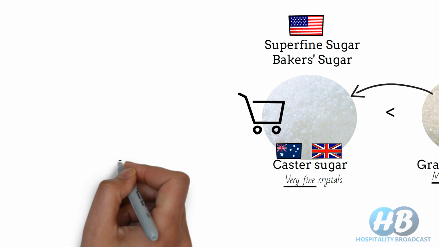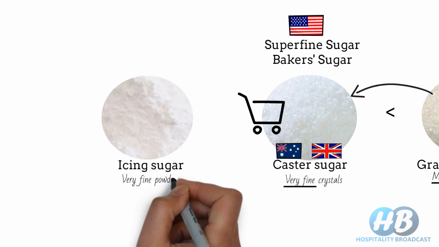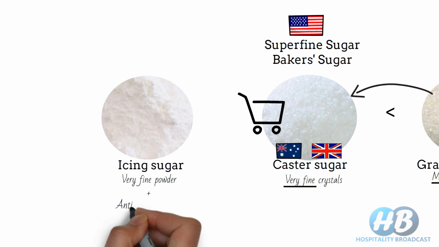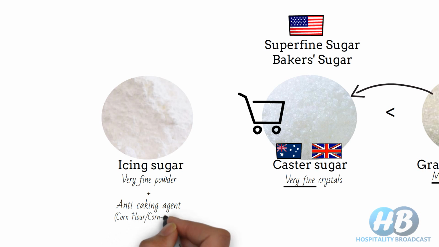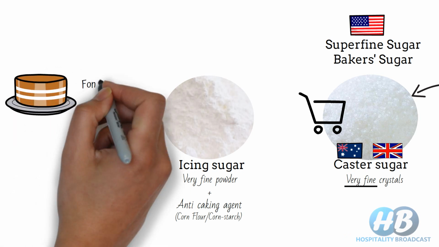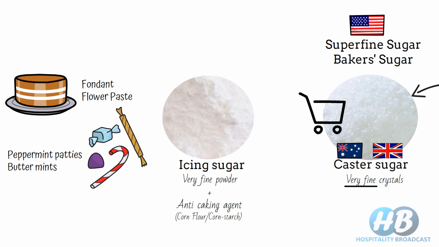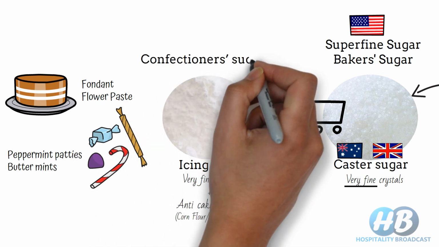Next is icing sugar. Icing sugar is a very fine powdered sugar with a little added anti-caking agent such as corn flour or cornstarch. It is widely used in bakery and confectionery, like cake decorating ingredients such as fondant and flour paste, and in candies like peppermint patties or buttermints, hence also known as confectioner's sugar.